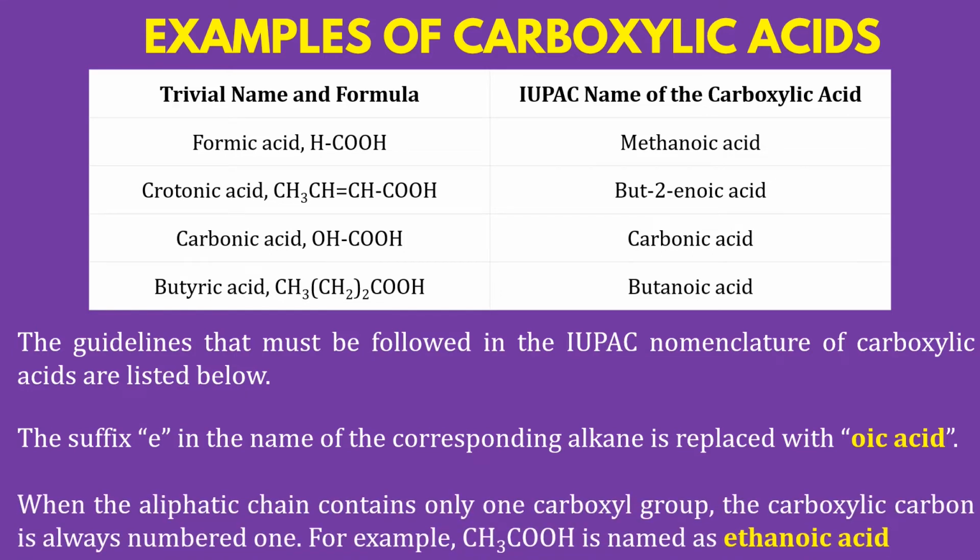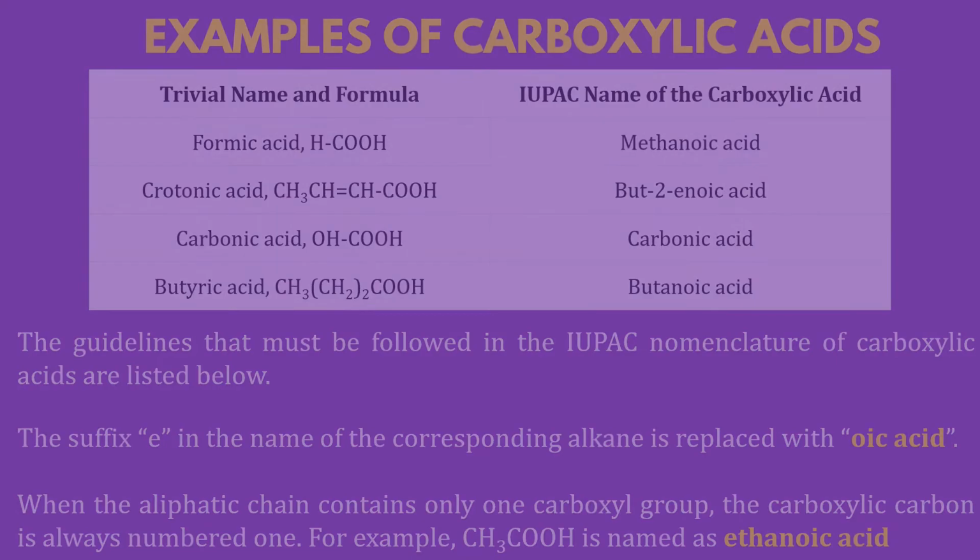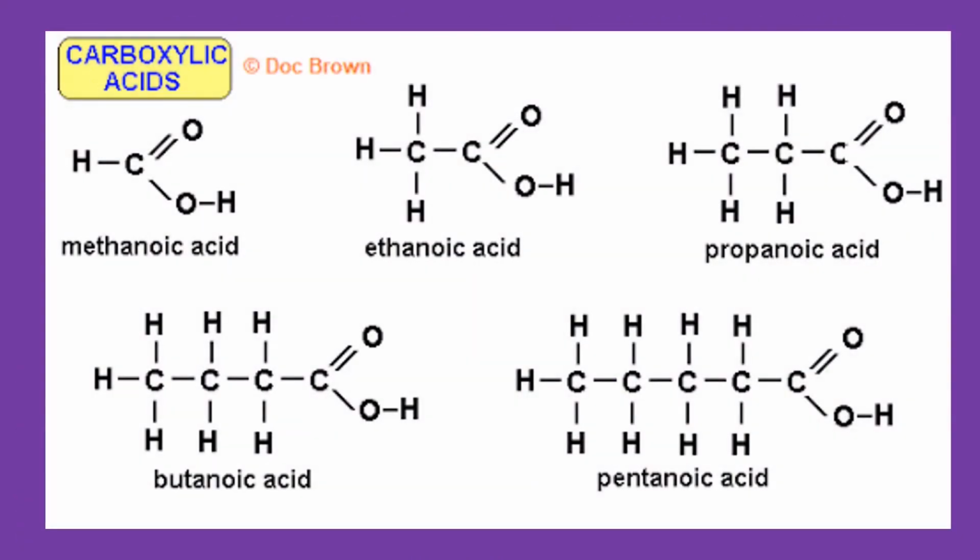When the aliphatic chain contains only one carboxyl group, the carboxylic carbon is always numbered 1. For example, CH3COOH is named as ethanoic acid. These are common examples and structures of carboxylic compounds: methanoic acid, ethanoic acid, propanoic acid, butanoic acid, and pentanoic acid.